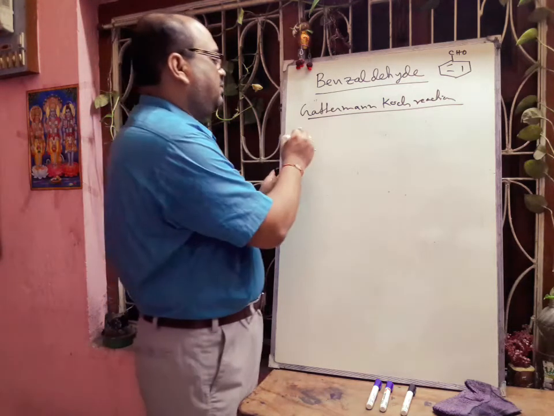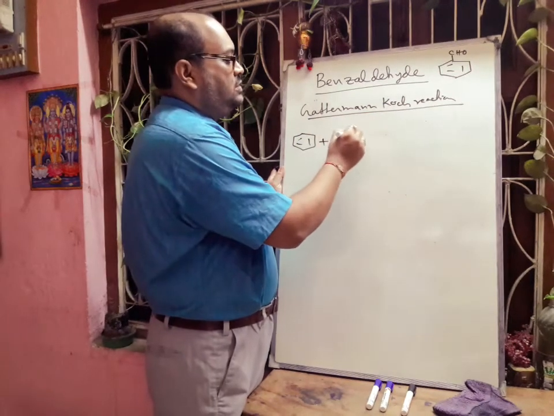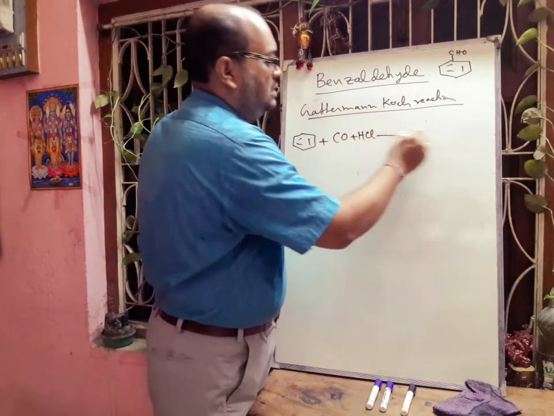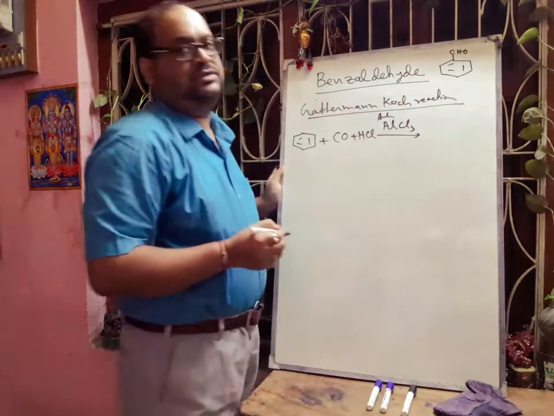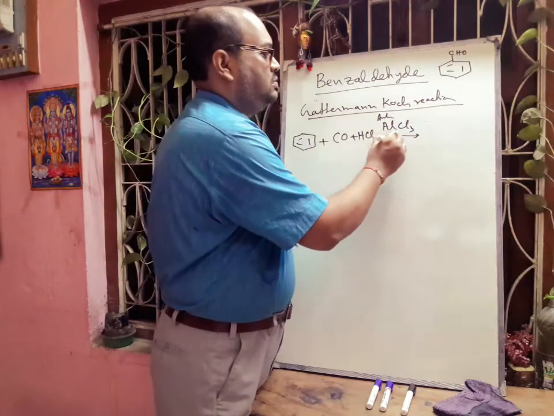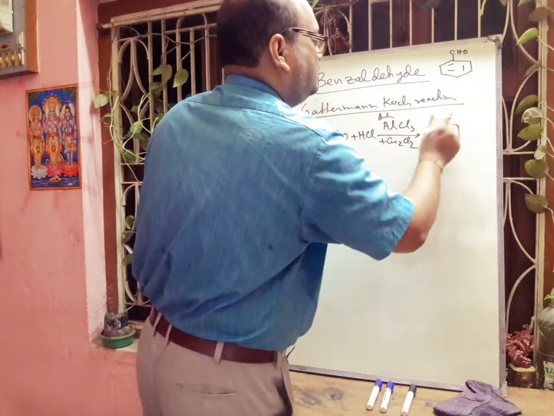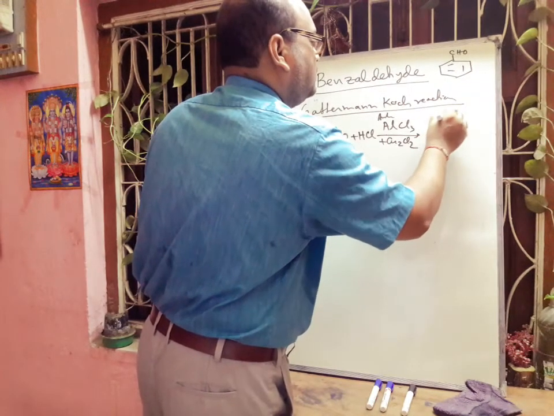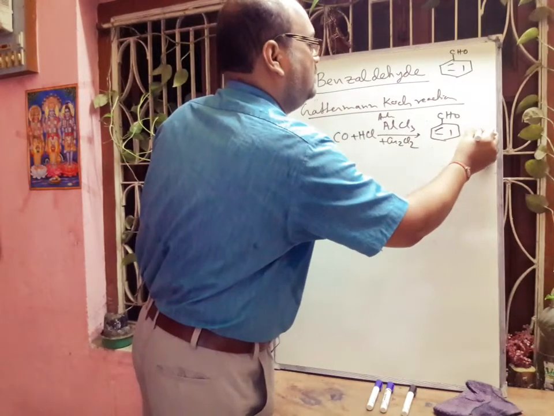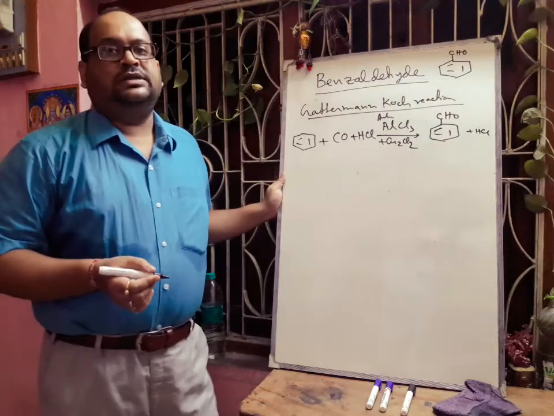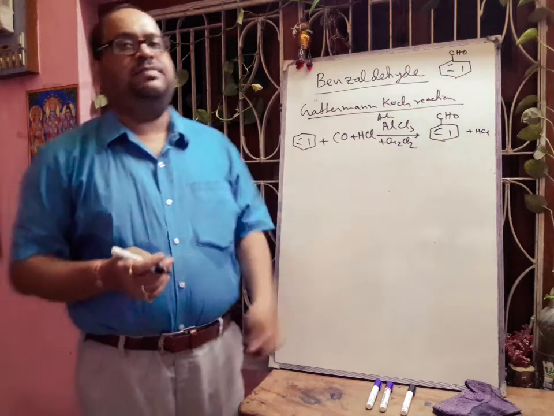So here we will start from benzene and we will give carbon monoxide plus HCl. We are using anhydrous aluminum chloride AlCl3 plus Cu2Cl2. We will get the corresponding benzaldehyde. Very important reaction, plus there will be formation of HCl. Now this is one very important method by which directly from benzene you can prepare aldehyde.